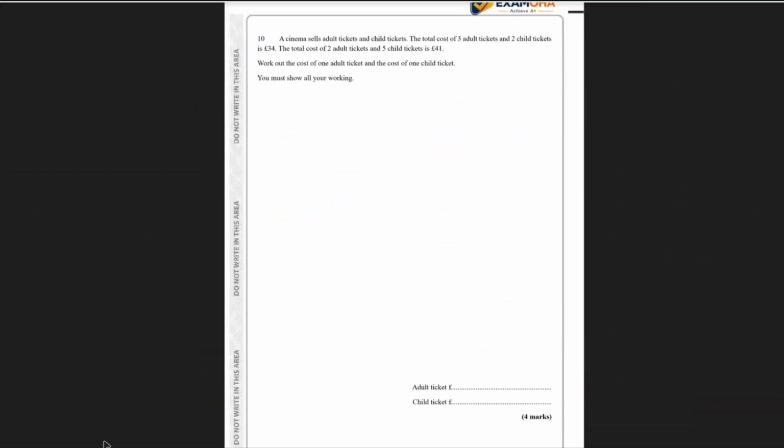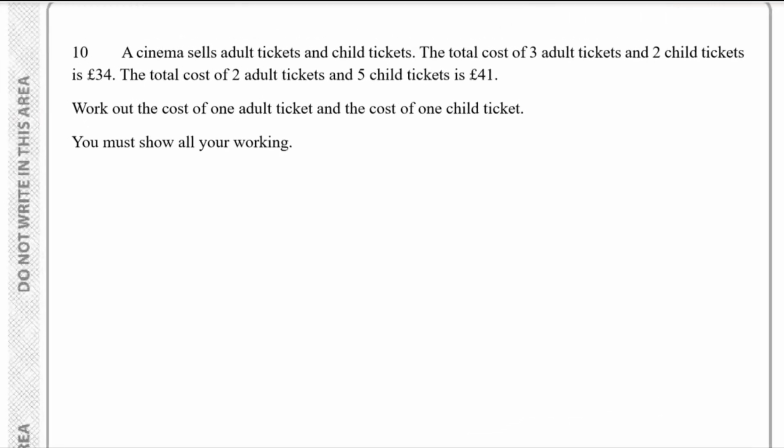These questions say a cinema sells adult tickets and child tickets. The total cost of three adult tickets and two child tickets is 34. And they carry on saying adult tickets and child tickets. While you are seeing such questions, usually start the question by labeling the names here. So, for example, here, three adult, two child tickets is 34, and then the total cost of two adults again and five child here is 41 pound. Work out the cost of one adult ticket and the cost of one child ticket.